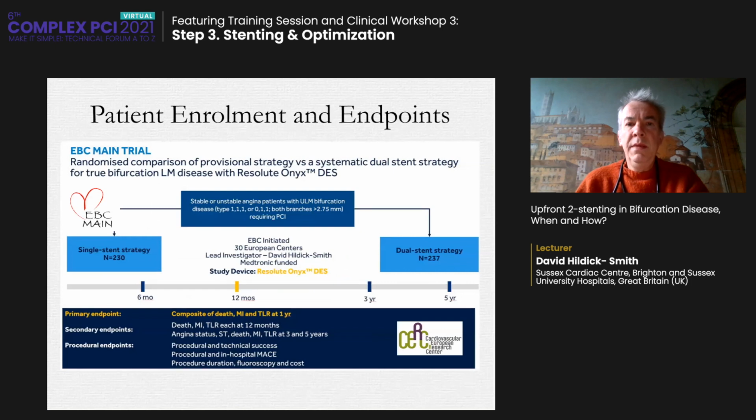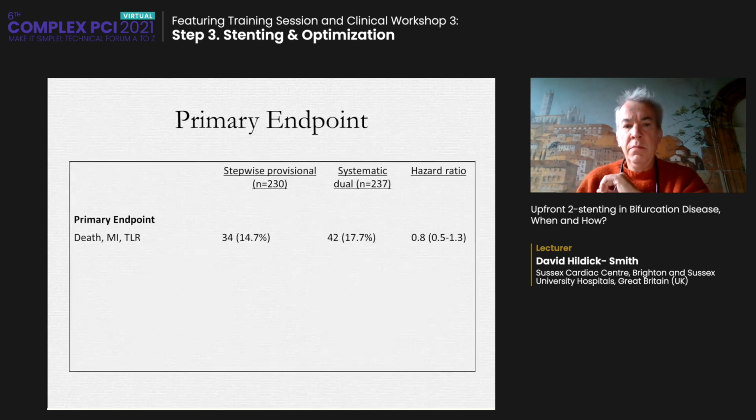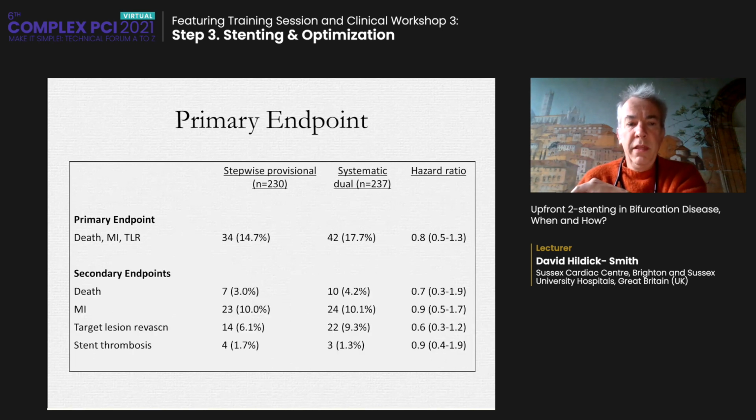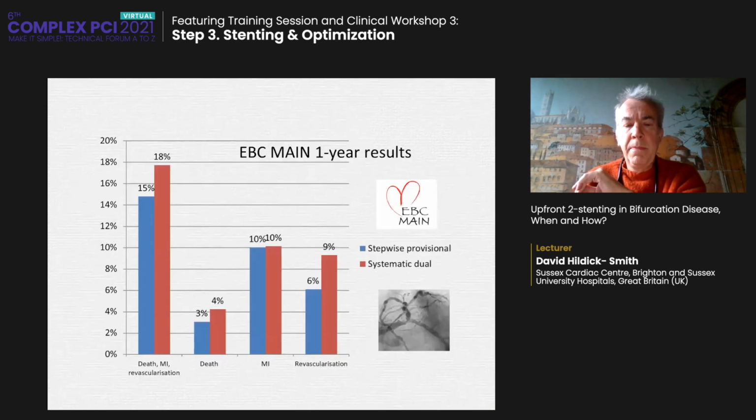So the setup of the EBC main was as shown here, and we recruited roughly 460 patients to this study. The primary endpoint was a 1-year endpoint, although we will report 3- and 5-year outcomes, and it showed no difference between the two groups, stepwise provisional on the one hand versus systematic dual on the other. The individual secondary endpoint components similarly did not show any significant differences, perhaps a numerical disadvantage in the systematic dual stent group. Here are those results shown graphically.